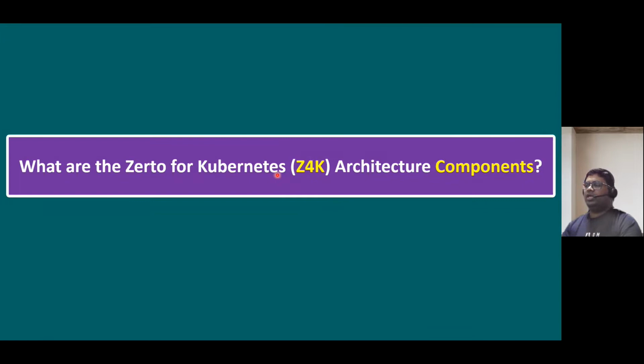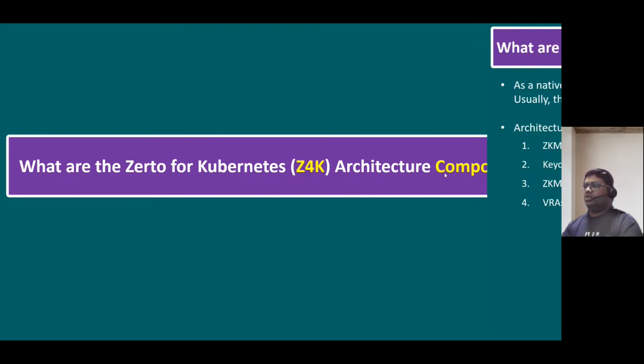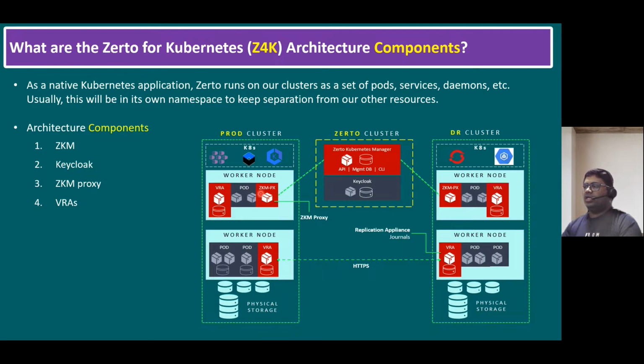What are the Zerto for Kubernetes architecture components? As I mentioned, the components highlighted in red are the key components. One specific additional component is Keycloak. So those four components are highlighted here. And the key point within the architecture components is that Zerto is a native Kubernetes application, and it runs on our clusters as a set of pods, services, daemons, etc. Usually this will be in its own namespace to keep separation from our other resources. Okay, it is not disturbing our existing production pods. It has a separate setup.